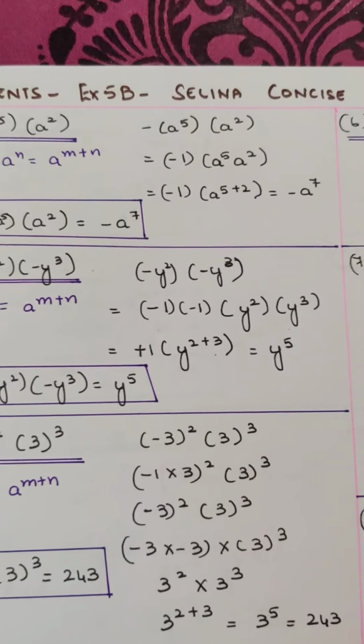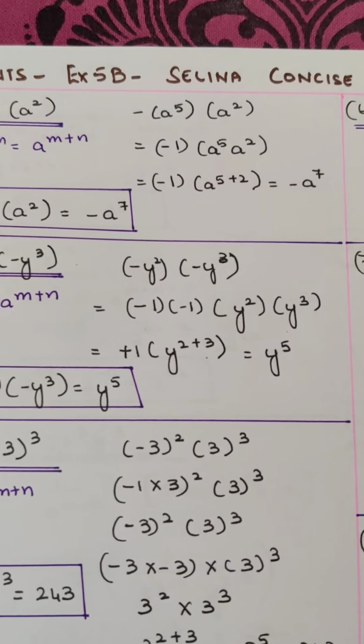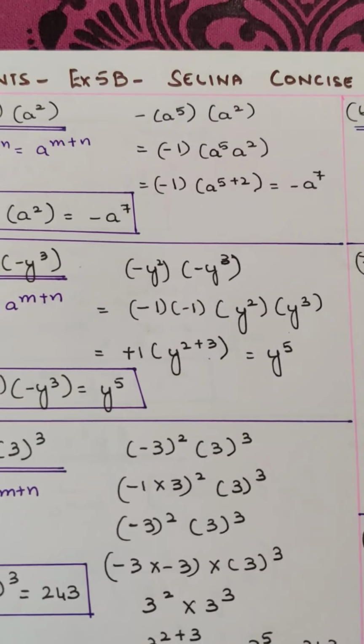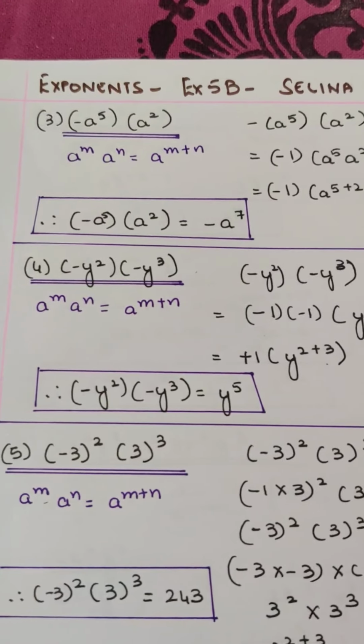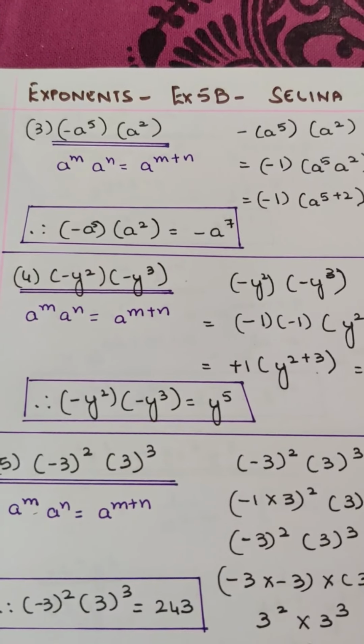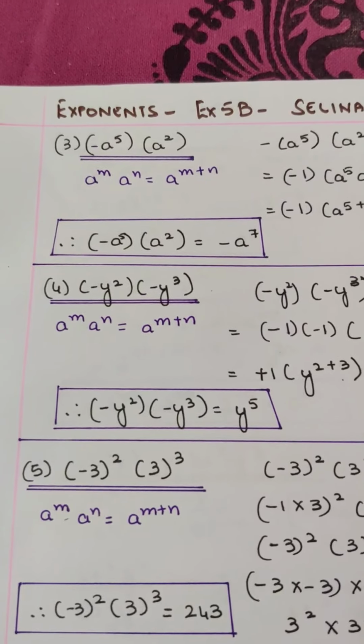Therefore you get minus 1 into a to the power of 5 plus 2, that is equal to a to the power of 7. So very easy. Minus a to the power of 5 into a to the power of 2 is equal to a to the power of 7.